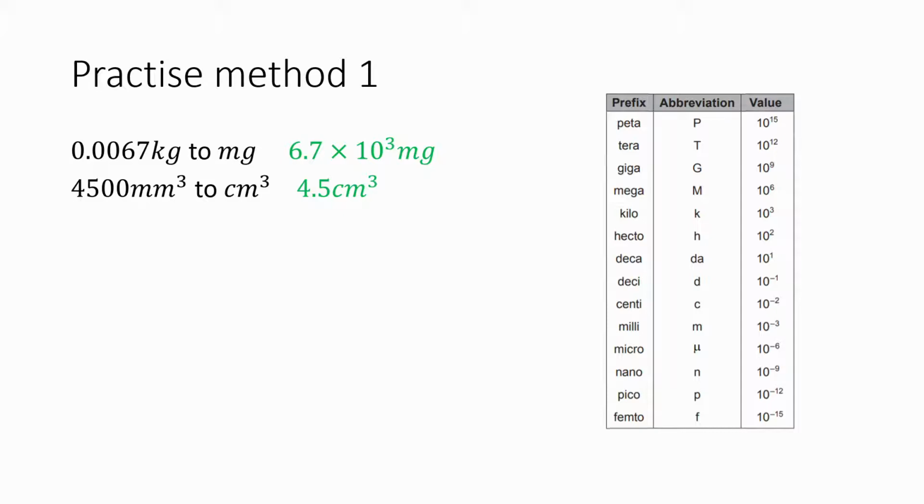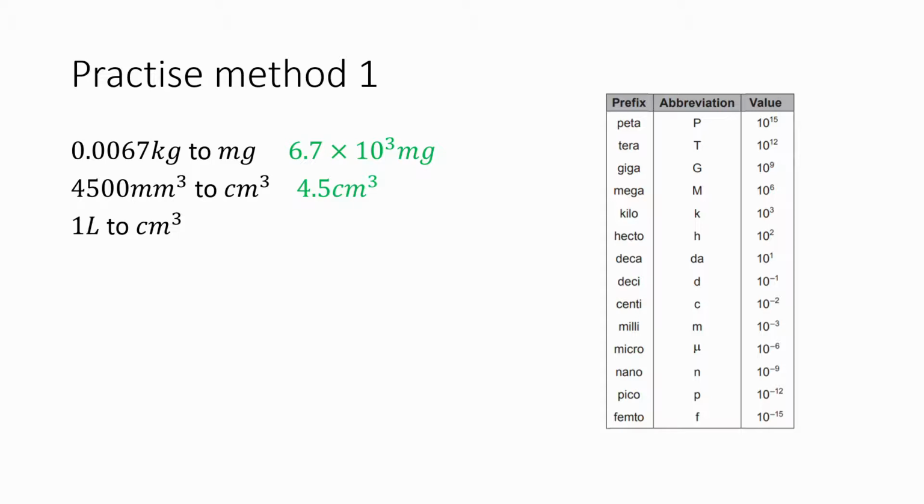And for the second one, we find the difference between milli, 10 to the minus 3, and centi, 10 to the minus 2, which is an order of 10 difference. And we cube that because we're working with cube units. We're going to divide with this one because we're going from a smaller to a larger unit, and therefore we will be left with 4.5 centimeters cubed.